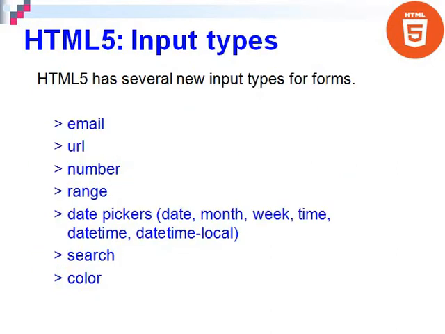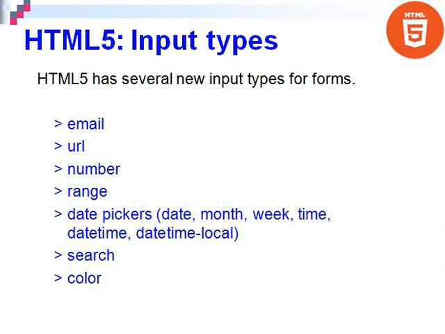Now we can see the different input types which will be available in HTML5. While we were discussing the features of HTML5, I already told you that it has enhanced form features and attributes. HTML5 has several new input types for forms: email, URL, number, range, date pickers, date, month, week, time, datetime-local, search, color. All these input elements were discussed in our previous video which was related to forms. You can refer to that video for further details.